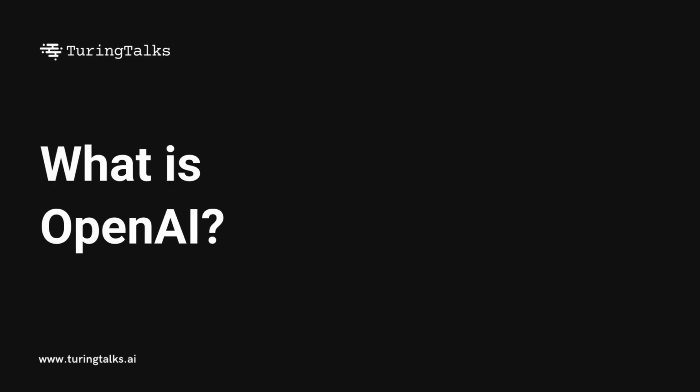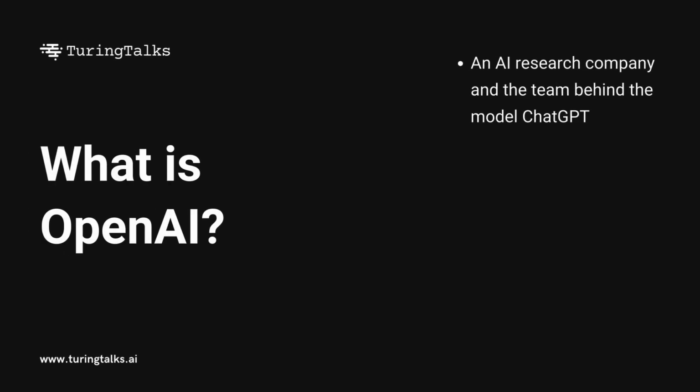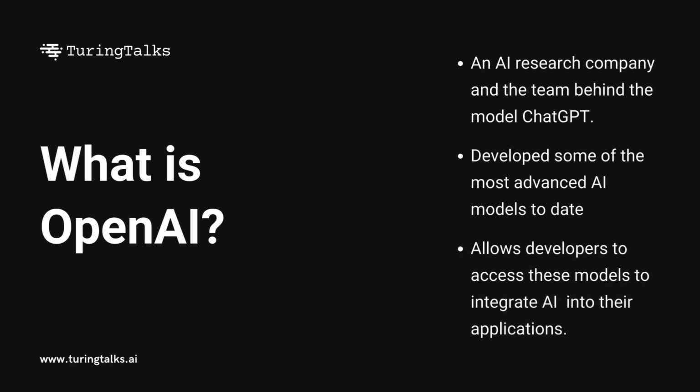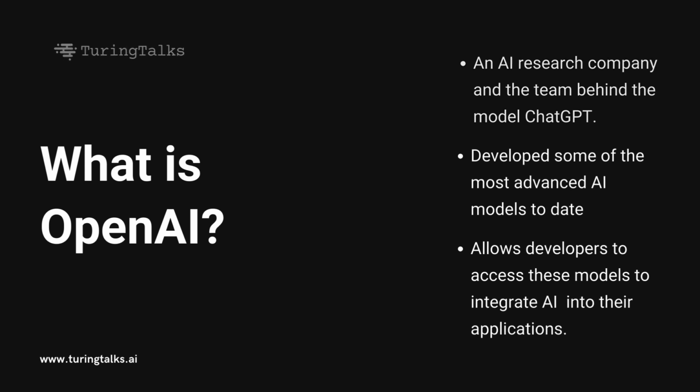So if you don't know yet, OpenAI is an AI research and development company and is the team behind the groundbreaking model ChatGPT. They have developed some of the most advanced models to date. So they aim to ensure that AI benefits all of humanity. OpenAI's API allows us, developers, to access these models, integrating AI capabilities within our applications.